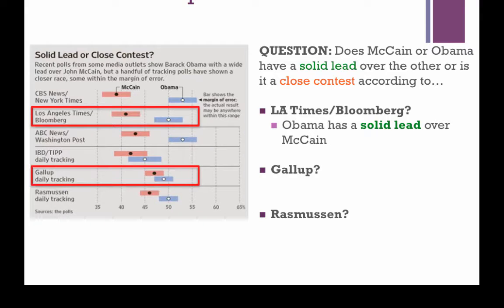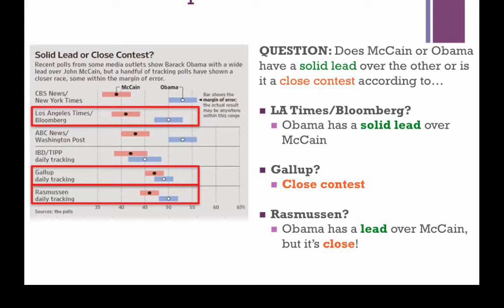What about the Gallup poll? Well, we see an overlap, so there's a close contest. We really don't know who's going to win and who's going to lose. And what about the Rasmussen? Looking carefully and closely at this one. Well, can't really tell based on this poll, so Obama looks like it has a lead over McCain, but it's pretty close, so we really don't know. Maybe it's a close contest?